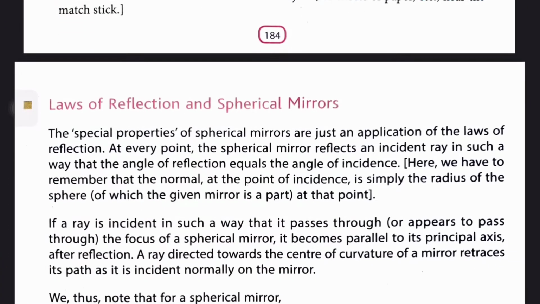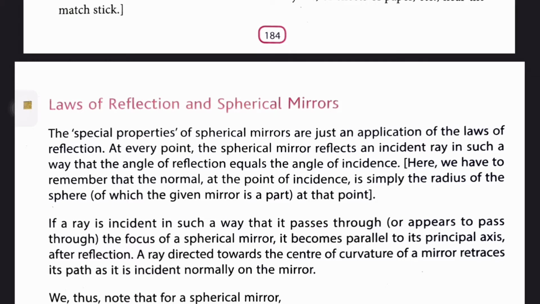In the previous class, I discussed spherical mirrors. In this class, I am going to explain the laws of reflection and spherical mirrors. The special properties of spherical mirrors are just an application of the laws of reflection.